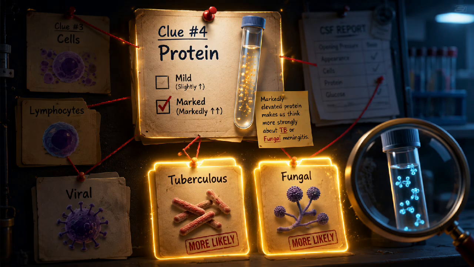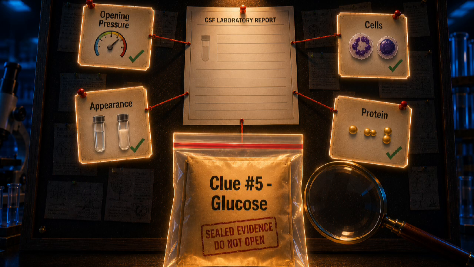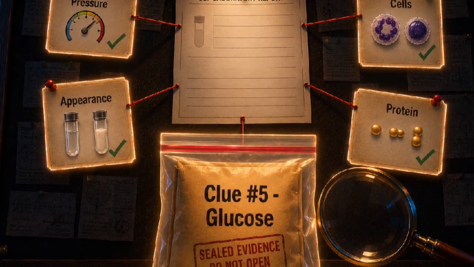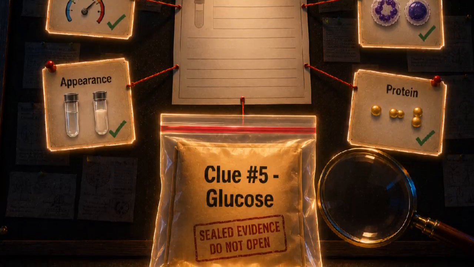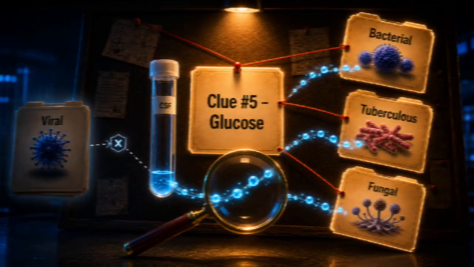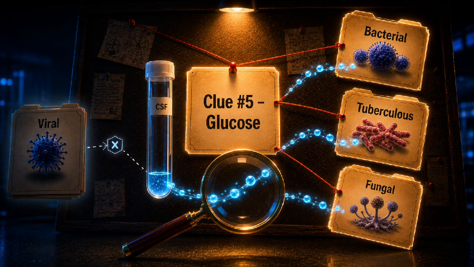We have one final clue left, glucose. And this clue often confirms the diagnosis. If the CSF glucose is low, it tells us that something inside the CSF is consuming glucose. So, who are the glucose thieves? Low glucose points us toward bacterial, tuberculous, and fungal meningitis. Viral meningitis usually has a normal CSF glucose.